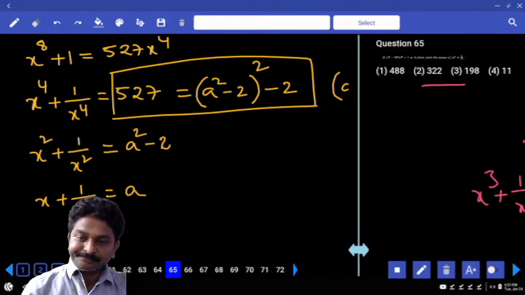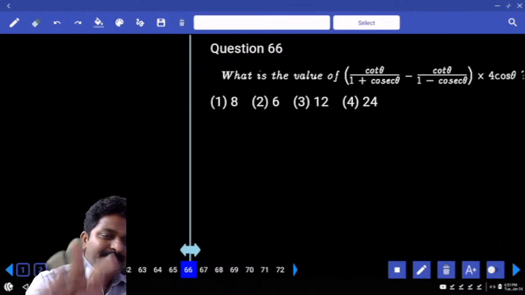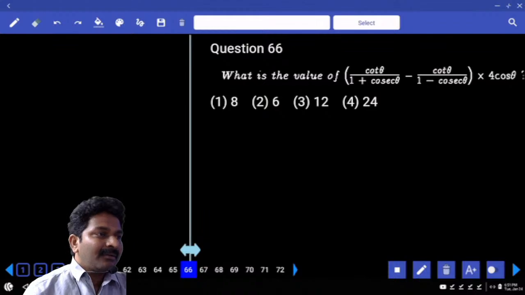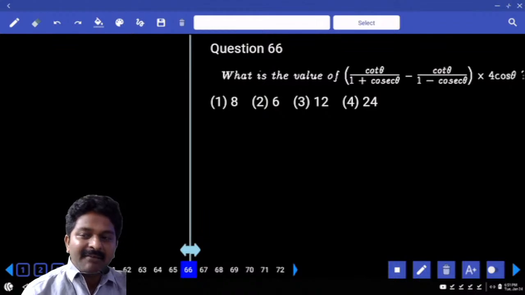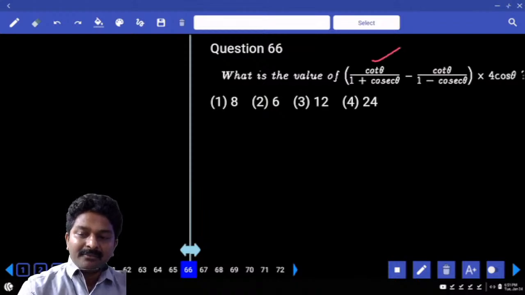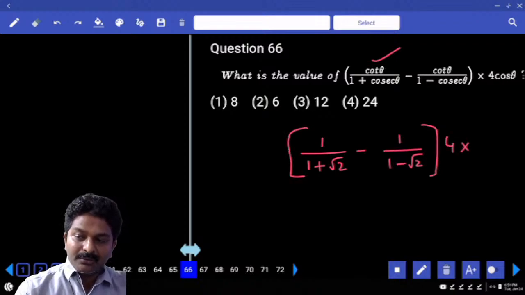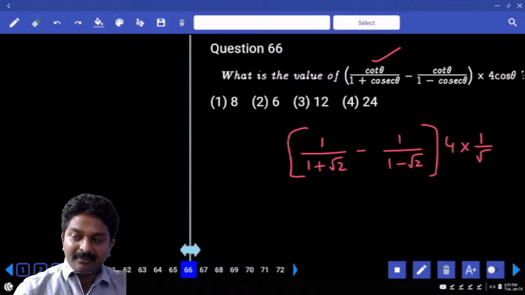What is the value of? What is the best solution? Substitution. Theta value is 45. Cot 45 is 1. 1 plus cosecant 45, root 2, minus 1. 1 minus root 2 into 4 into cos 45, 1 by root 2.